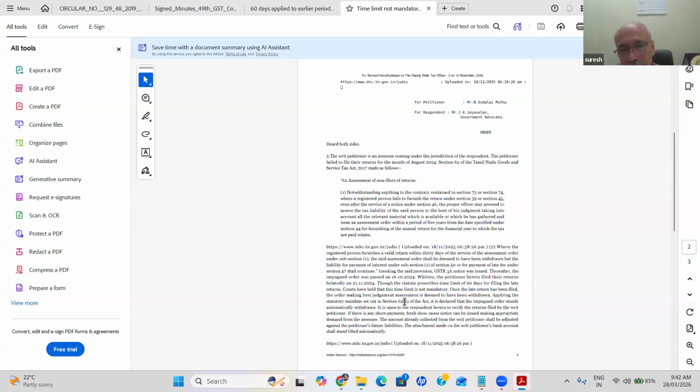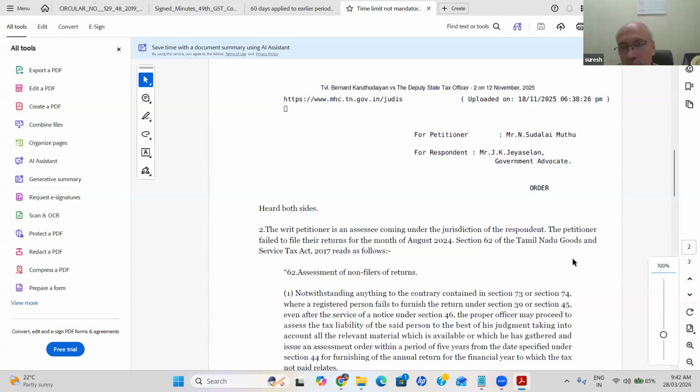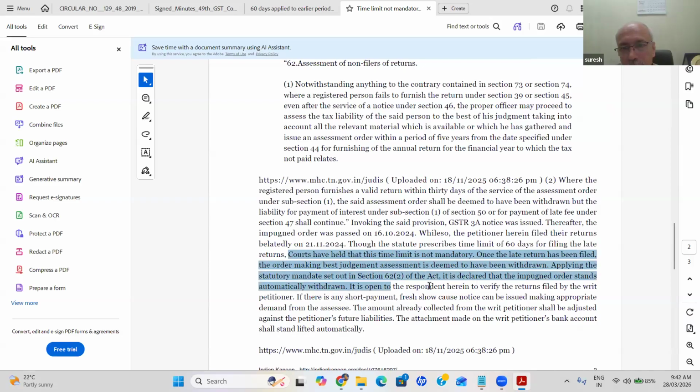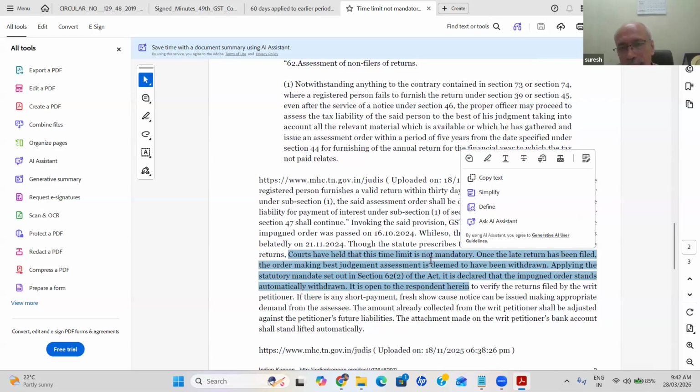Here they have said that courts have held. I will zoom in a bit. Visible, sir? Yes, sir. These are the lines: courts have held that this time limit is not mandatory. Once the late return has been filed, the order making best judgment assessment is deemed to have been withdrawn. So, at least in 2 judgments of the Madras High Court, this opinion has been taken. But I have not come across any other judgment of other high courts on that. Because if it is held by the courts that this 60 days time limit is not mandatory, then we will have a very good case in the writ court.